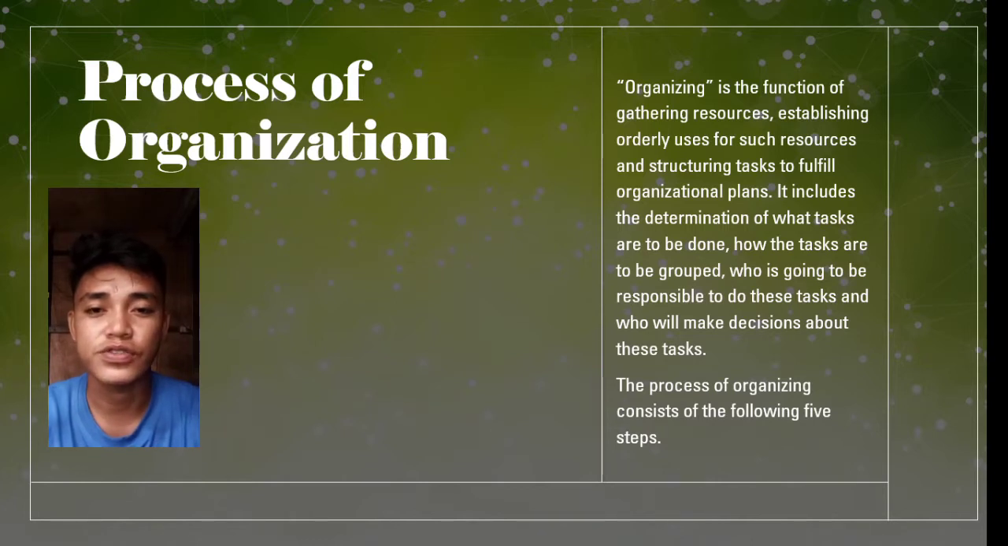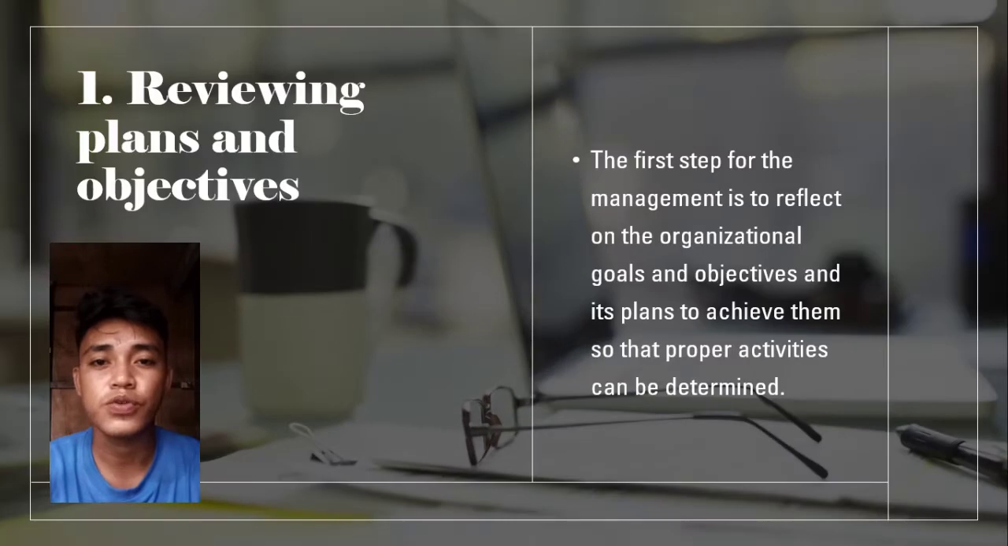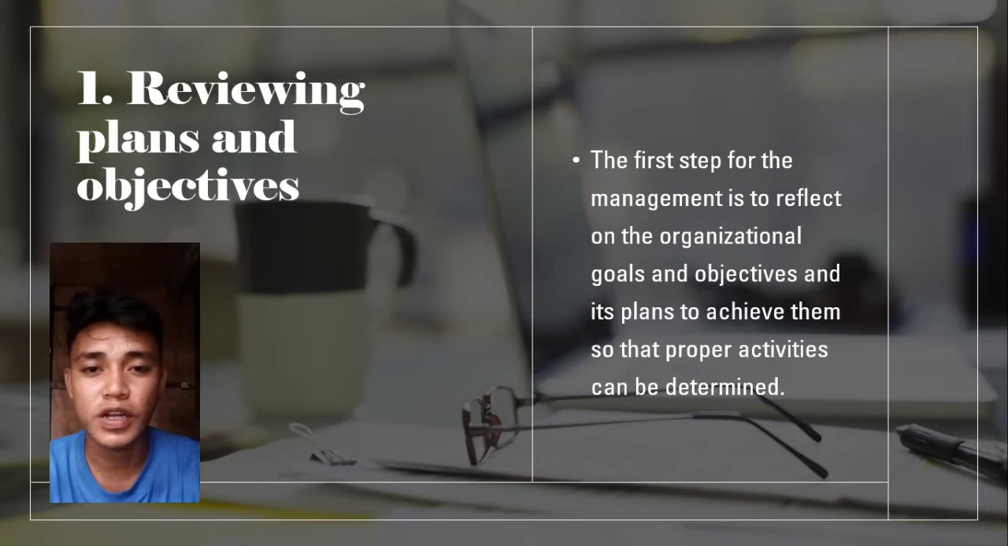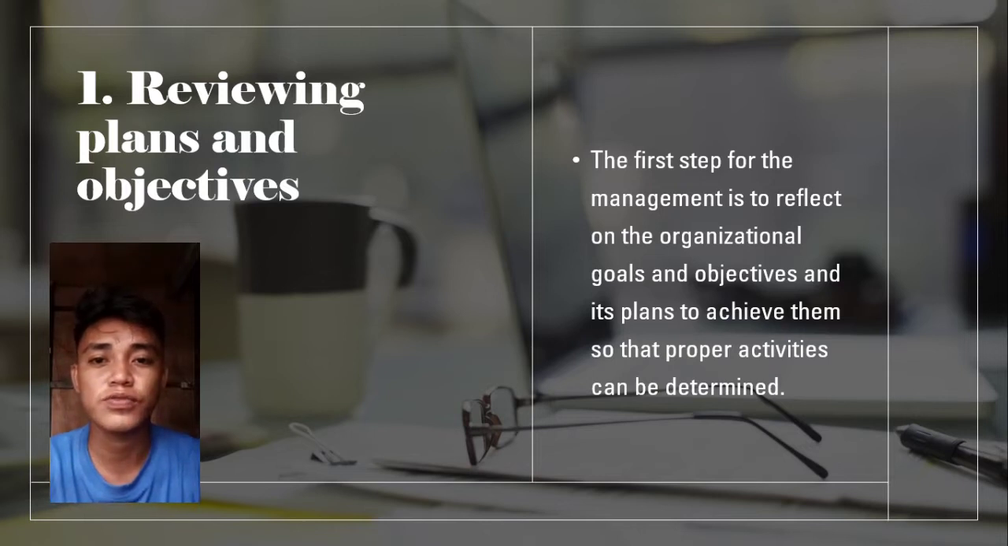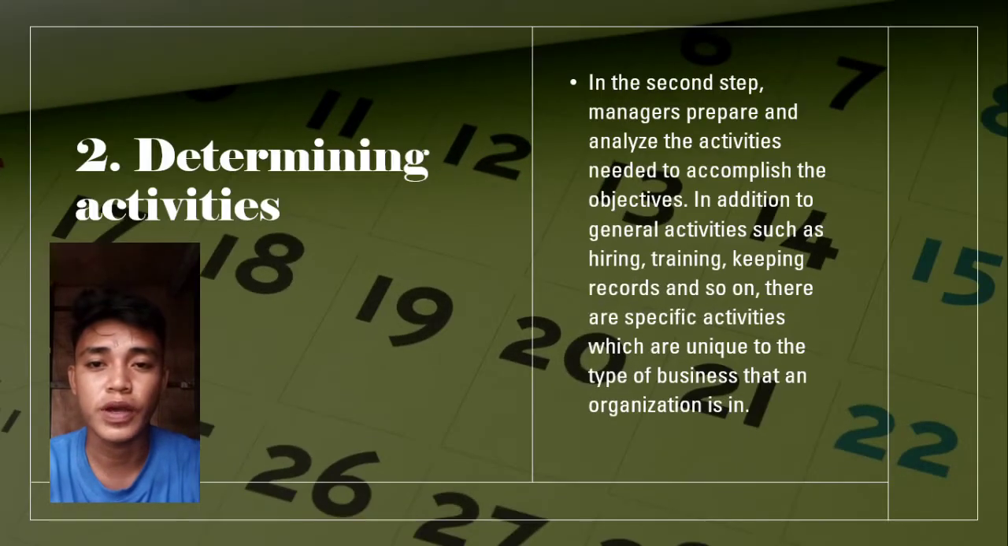The process of organization consists of the following. 1. Reviewing plans and objectives. The first step for the management is to reflect on the organizational goals and objectives and its plans to achieve them so that proper activities can be determined. For example, if a high-class restaurant is to be opened in an elite area, then the management must establish objectives and review these objectives so that these are consistent with the location of the restaurant and the type of customers to be served.